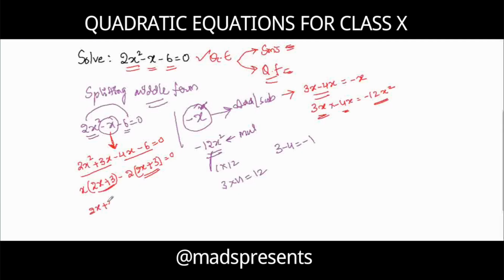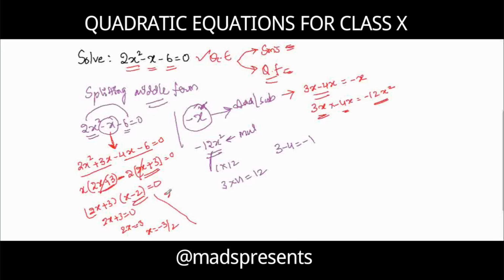So 2x plus 3, if you take it common from here and here, before minus and after minus, this is the common. So what is left? Your x minus 2 is left. Now equate to 0. So 2x plus 3 is equal to 0. From this, 2x is equal to minus 3, and x is equal to minus 3 by 2. This is the first root.